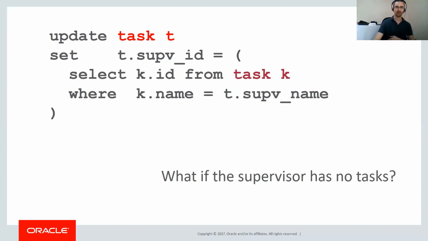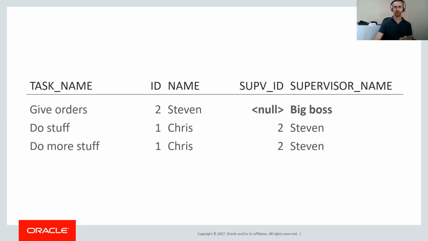So if we look at our table as a result of that, we're going to end up with something like this. We've sorted out Stephen's IDs, but the big boss, who's got no tasks of his own, has a supervisor ID of null. So this is a problem, and we don't want to do this. So we only want to update the rows where the supervisor actually has a task himself, or their own task. So we want to update rows for Stevens because we can see he's got his own task, but not for Big Boss because he has no task. The CEO just sits there giving out orders, doesn't really do anything themselves.